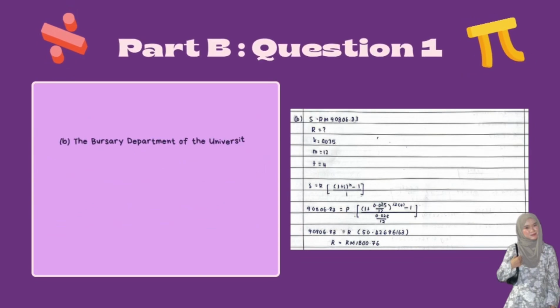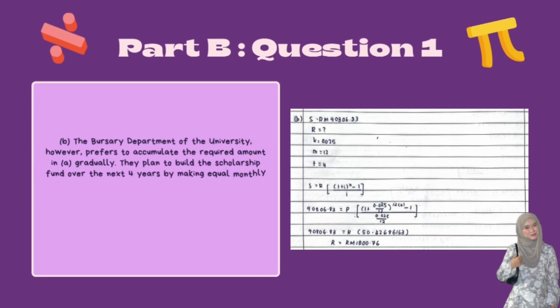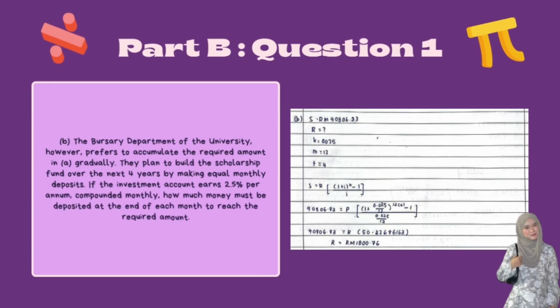Question B. The bursary department of the university, however, prefers to accumulate the required amount in A gradually. They plan to build the scholarship fund over the next 4 years by making equal monthly deposits. If the investment account earns 2.5% per annum compounded monthly, how much money must be deposited at the end of each month to reach the required amount? From the question, we can label S equals RM90806.83, k equals 0.025, m equals 12, t equals 4.